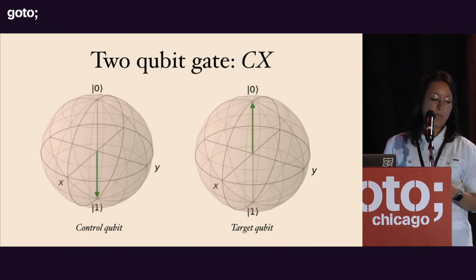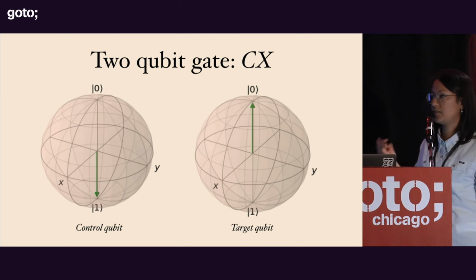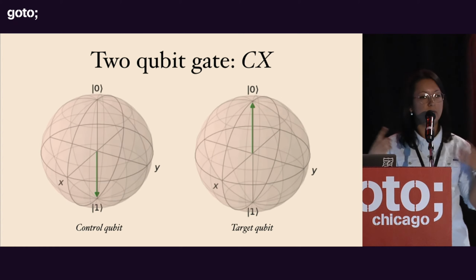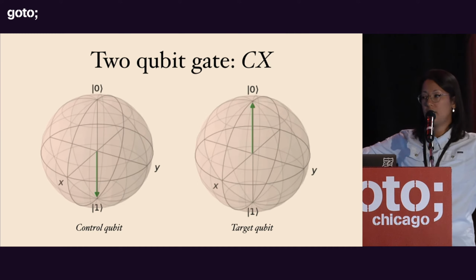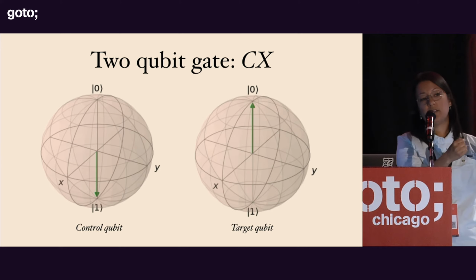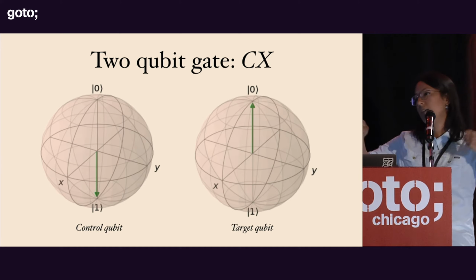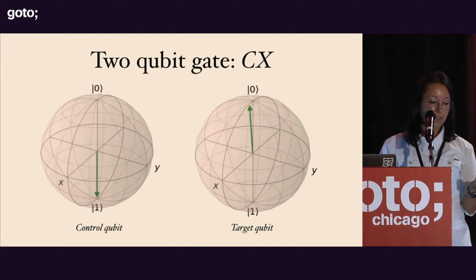Now, what happens if I have 2 qubits? With 1 qubit, I could do all these rotations. That's great, but not really super useful. To actually scale up and do bigger quantum programs, you have to connect 2 qubits. And once you can connect 2 qubits, you can connect 3 qubits, et cetera. So here's an example of a 2-qubit gate, a control X.